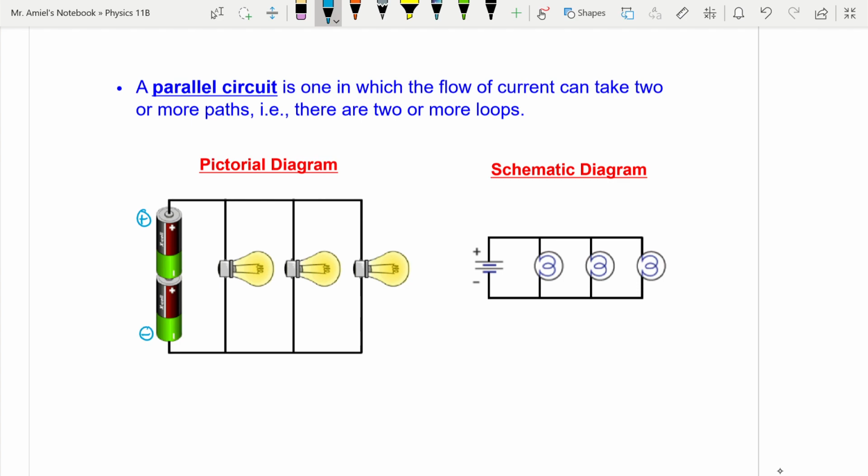So we can see that we can go from here, we can come this way. But we could also, some of our current could go this way, and we could also go this way. Okay, so we've got multiple paths that we could take here. And again, in our schematic, we've got our light bulbs here, and we can see, again, following on our schematic, that we've got multiple paths here.